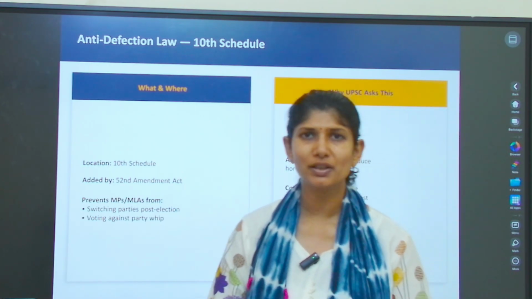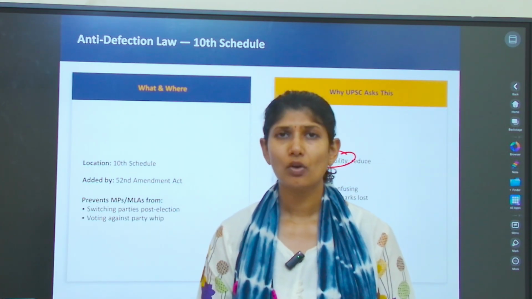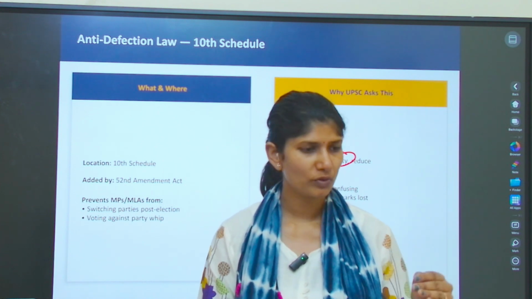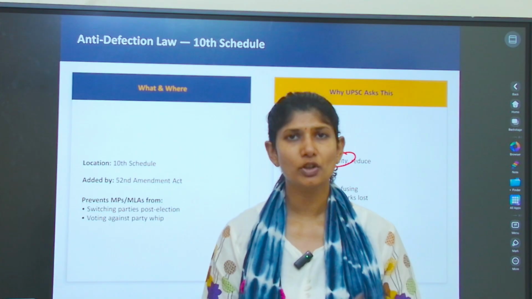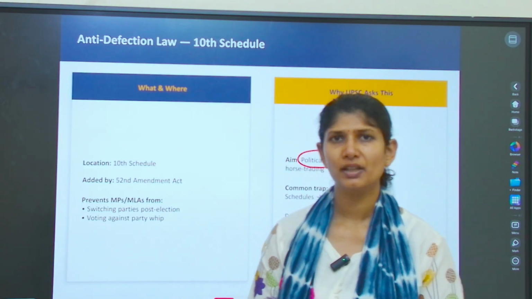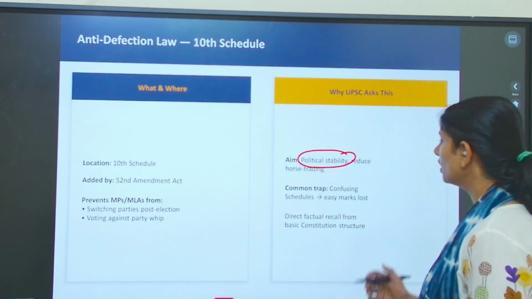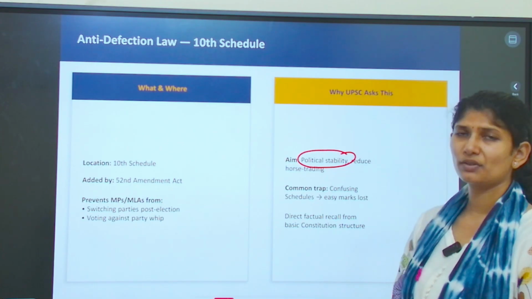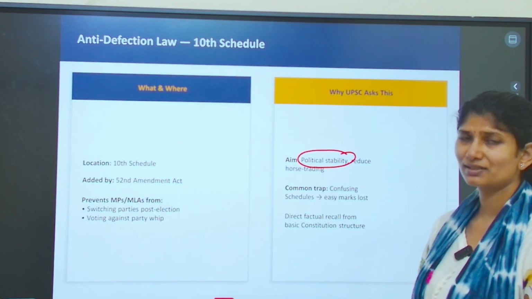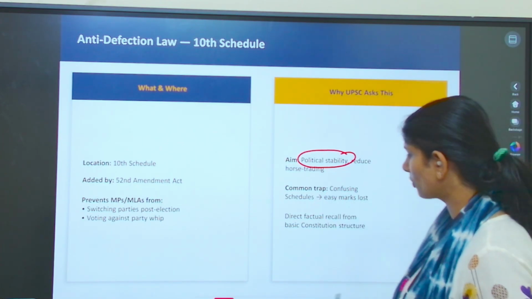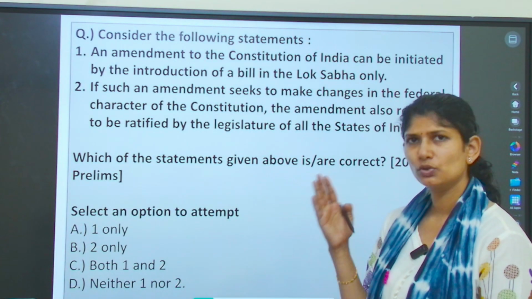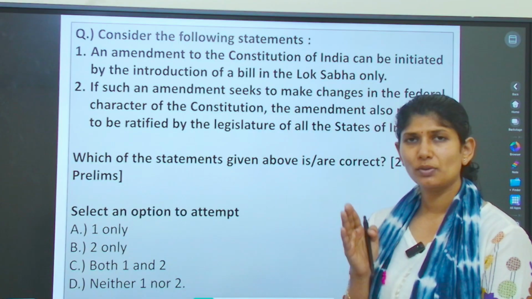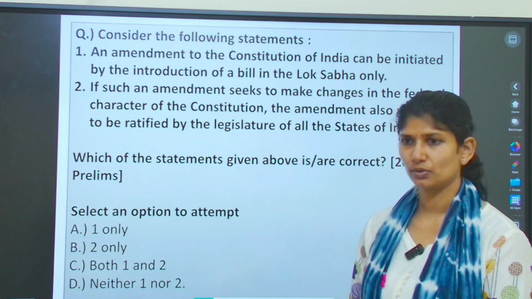Political stability becomes very important. If you have to be focusing on governance, you should not be constantly worrying about when your party will be out of power. Yes, so here it is very easy to confuse you with the schedules, so they give this kind of options. There is nothing much you can do about it, only if you know, you will answer this. That is why I'm telling you, know all the 12 schedules.